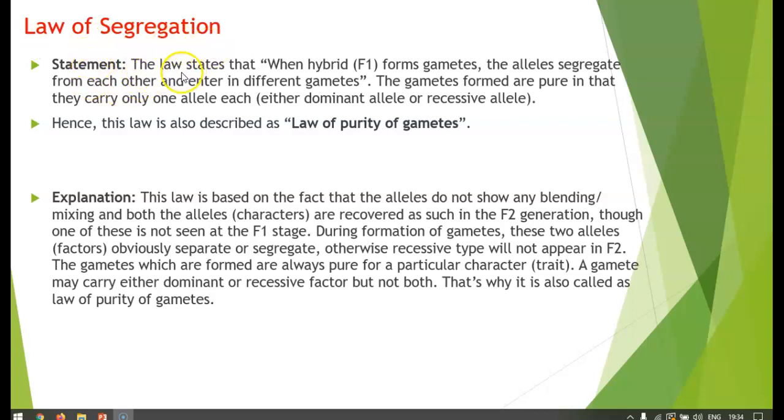Statement of this law: the law states that when the hybrid, that is the F1 generation, forms gametes, the alleles segregate from each other and enter different gametes.